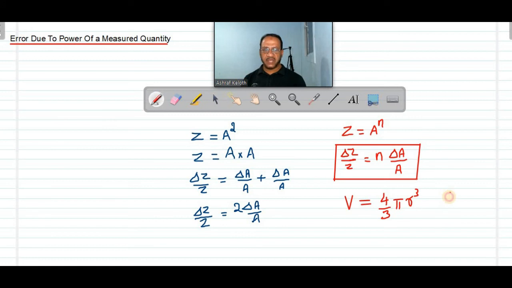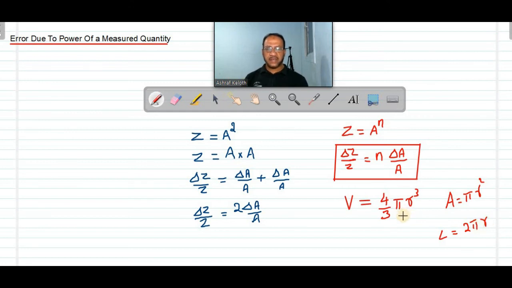Another boy is measuring the area of a circle. A is equal to what? Pi r square. Okay. And another boy is measuring the circumference of a circle. What is that? 2 pi r. Okay.